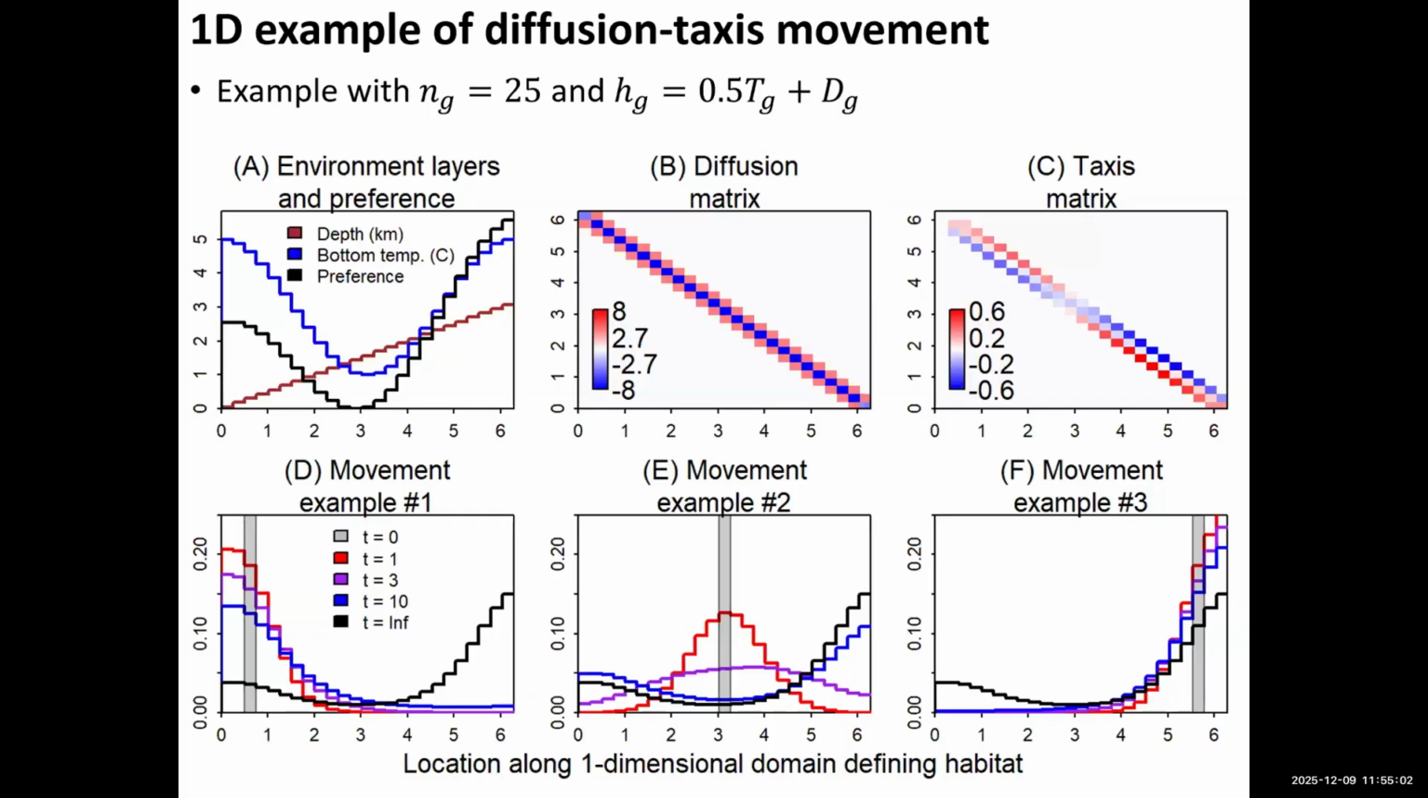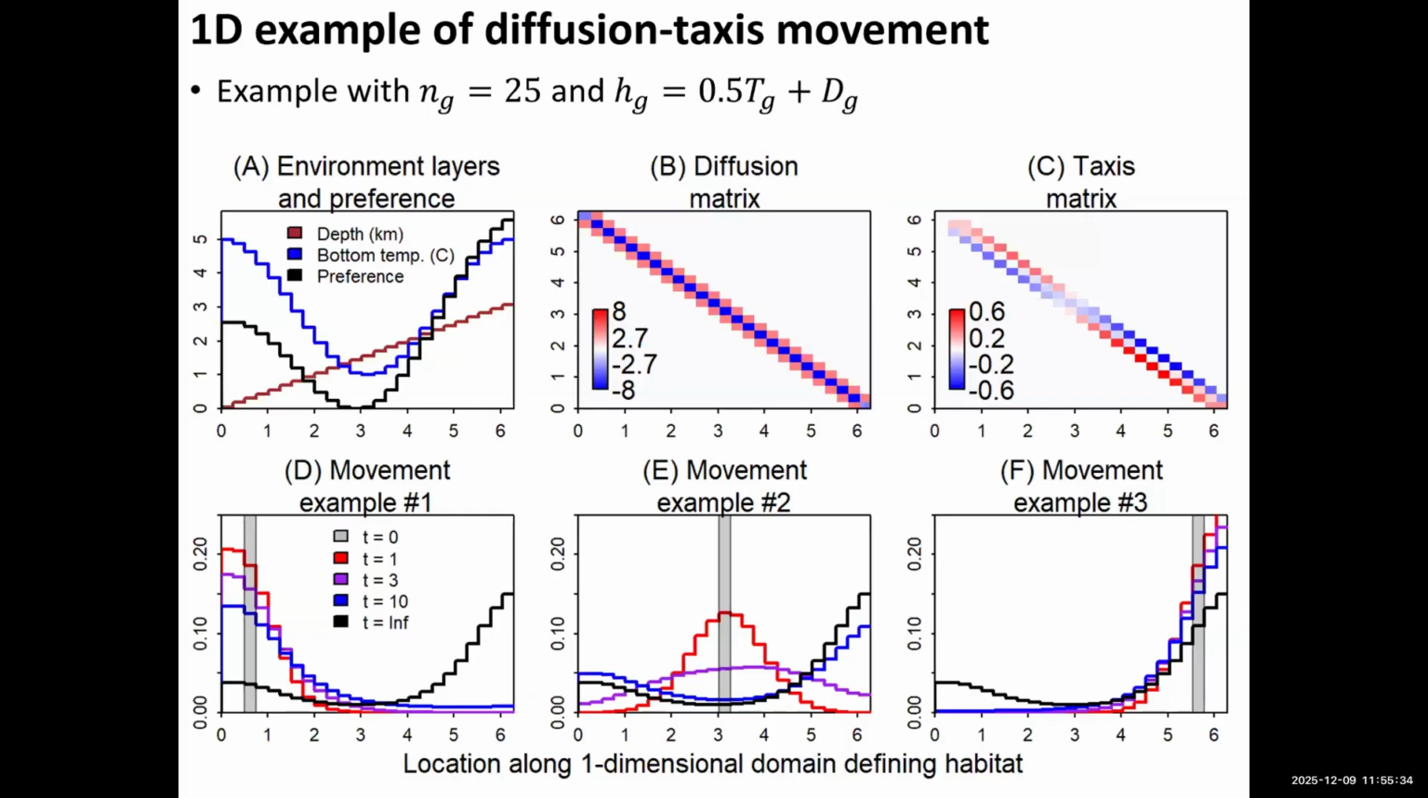So if you start out at different locations shown in D, E, or F by these gray bars, so all of the mass starting at a single spot, you can calculate what happens after 1 time step or 3 time steps or 10. As t goes to infinity, it goes to the stationary distribution, and if your domain is fully connected, then all of the animals will end up at the same stationary distribution. That's shown in the black line for every D, E, and F.